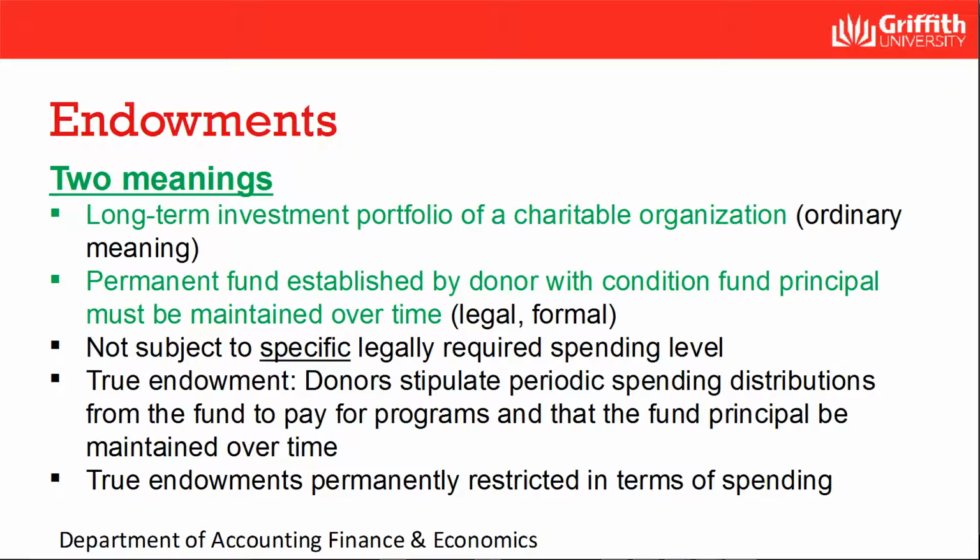And the true endowment is where donors stipulate periodic spending distributions from the fund to pay for programs and that the fund principal is to be maintained over time. True endowments are permanently restricted in terms of spending. In the US, endowments provide a significant amount of budgetary support for universities, colleges, private schools, hospitals, museums, and religious organizations.